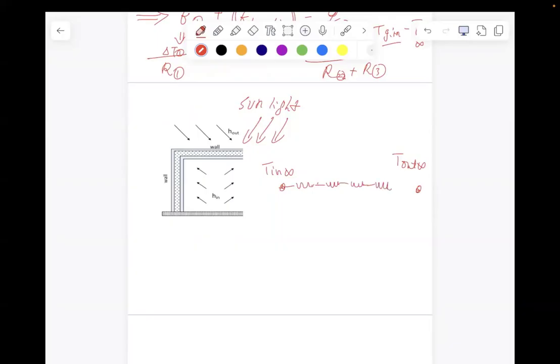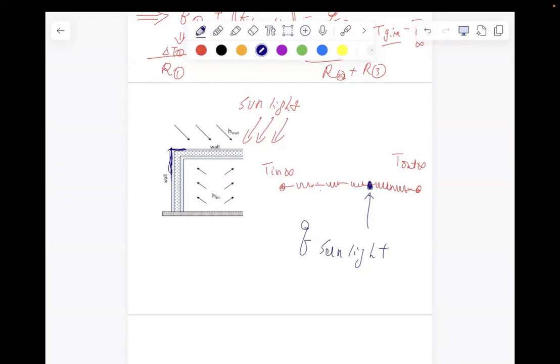I don't know how many resistors you would have. That depends on the situation: convection, radiation, conduction, or layers. And then you have to determine at which point the sun injects the Q. The Q of the sunlight will be injected at the top surface, or the outer surface, of the wall. So you will determine where it goes.